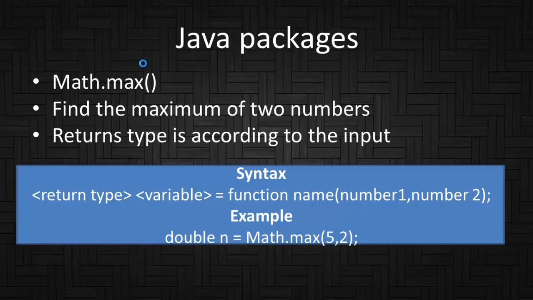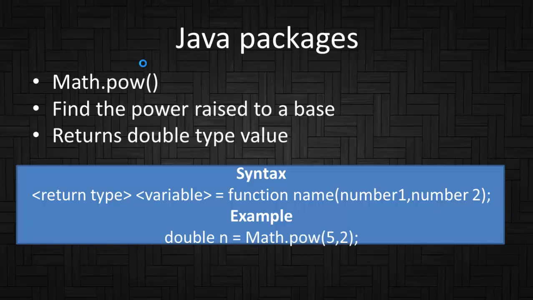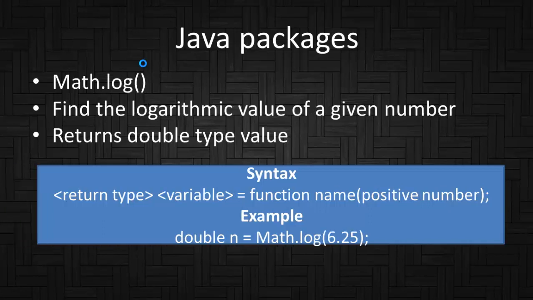Math.max finds the maximum of two numbers. n is equal to Math.max of 5 comma 2 will return 5. So the values are written according to the data type given. Math.pow finds the power raised to a base. So it always returns a double data type. So the syntax will be: return type, variable is equal to function name, number 1 comma number 2. So example is n is equal to Math.pow of 5 comma 2, which means 5 squared, and returns 25.